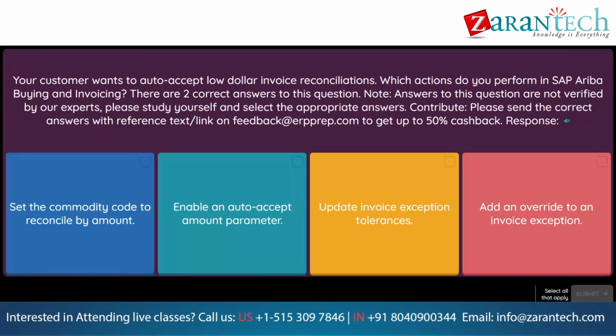Response. Option 1, set the commodity code to reconcile by amount. Option 2, enable an auto-accept amount parameter. Option 3, update invoice exception tolerances. Option 4, add an override to an invoice exception.